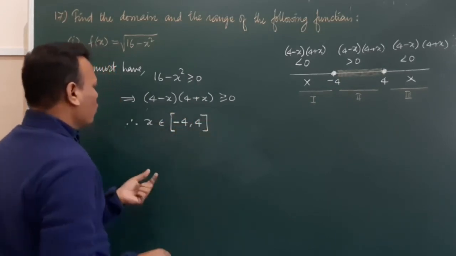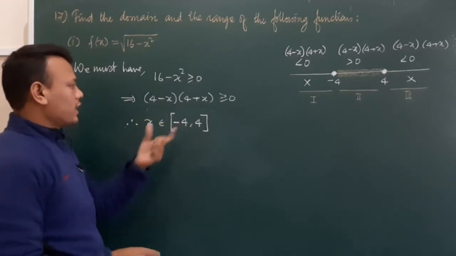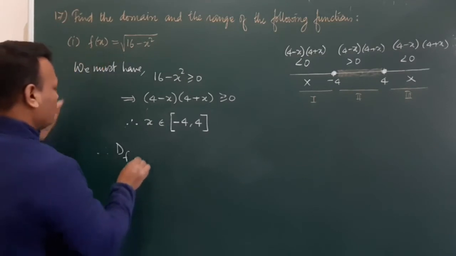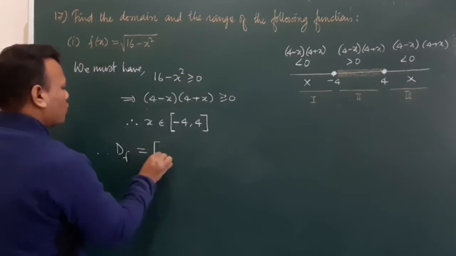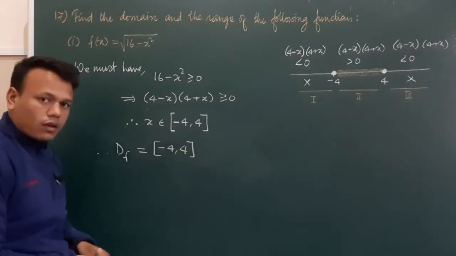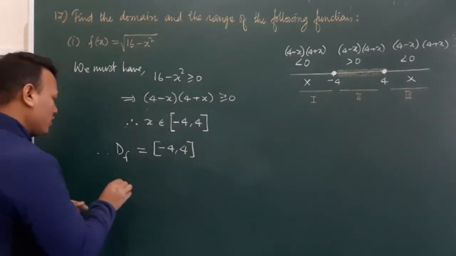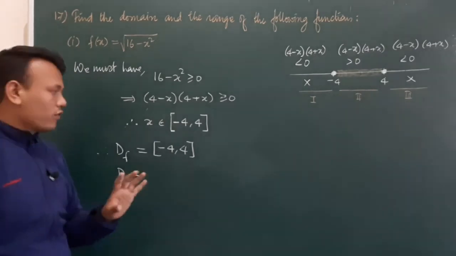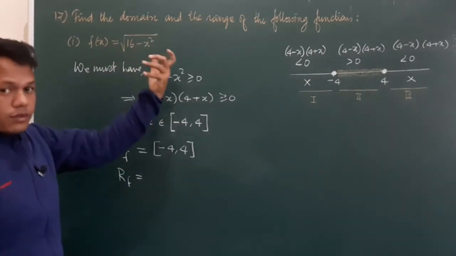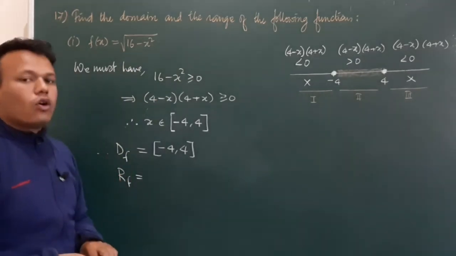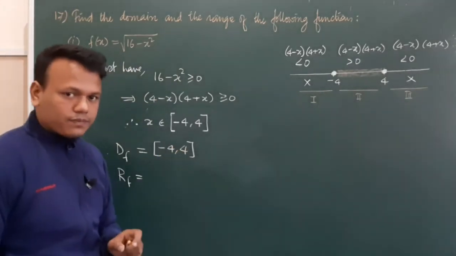Alright, so if x belongs to this set, then domain of f, domain of this function, will be equal to closed interval minus 4 comma 4. Alright, so this is my domain. Now let's find what is the range. Here, in such cases, you need not find f inverse. Now what is the meaning of range? Range means all possible values of f(x), isn't it?